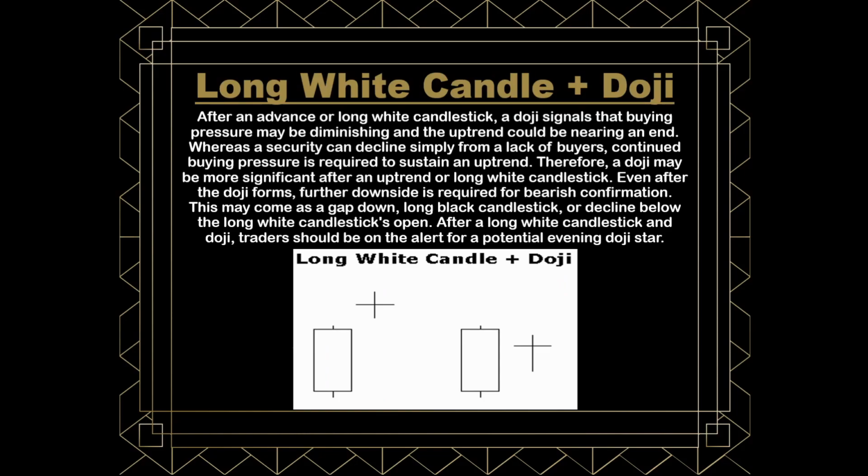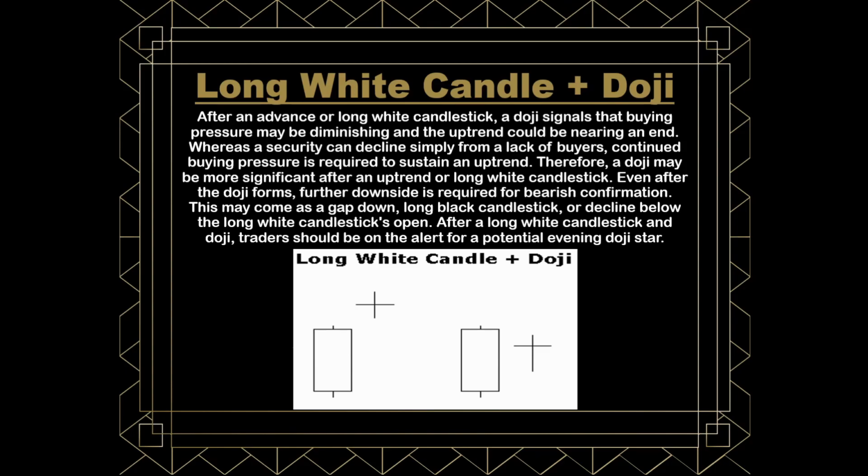After an advance or long white candlestick, a doji signals that buying pressure may be diminishing and the uptrend could be nearing an end, whereas a security can decline simply from a lack of buyers. Continued buying pressure is required to sustain the uptrend. Therefore, a doji may be more significant after an uptrend or long white candlestick.